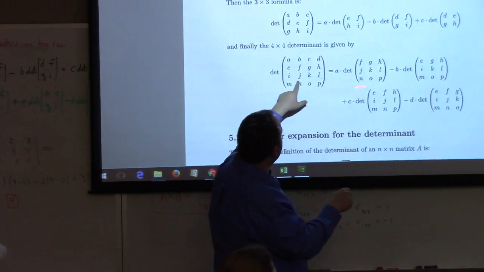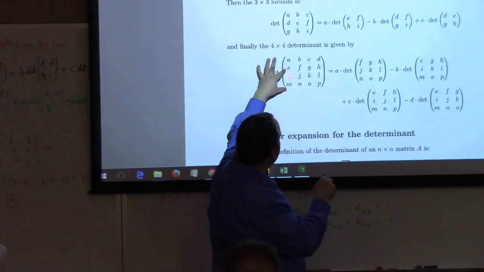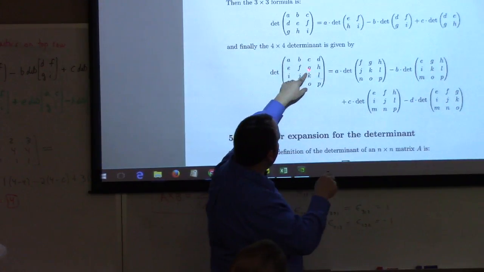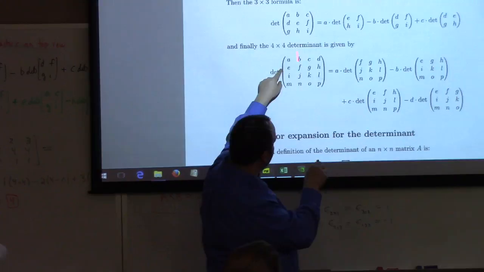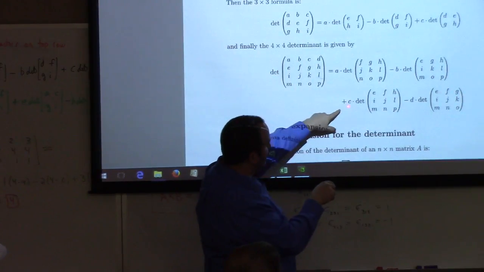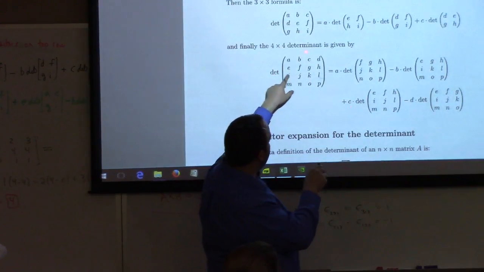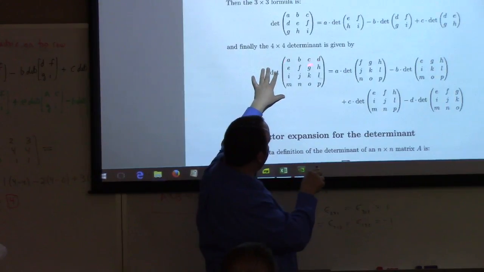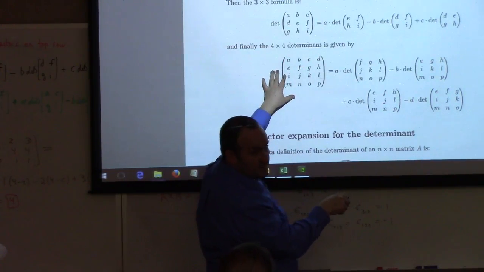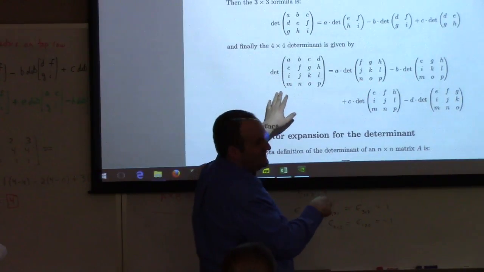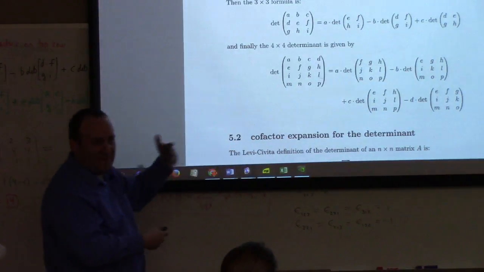So let's see here. And then minus B. And then E, I, M, G, K, O, H, L, P. That's everything that's not in the B row and column, right? We get to C. C, we scratch that out and that out. It leaves us E, F, I, J, M, N, H, L, and P. Right? And then each one of these is a 3 by 3. It's quite awful, right?